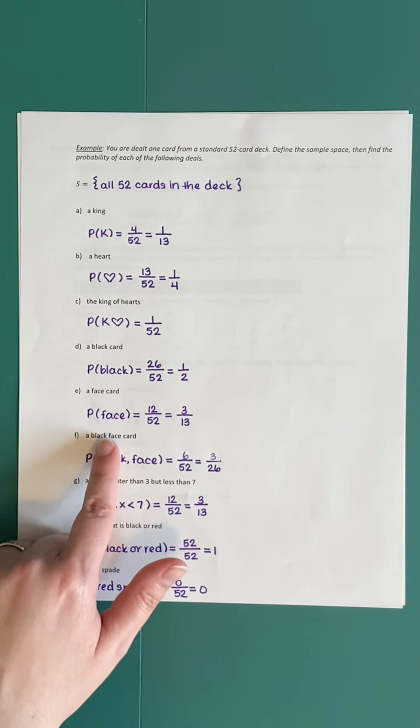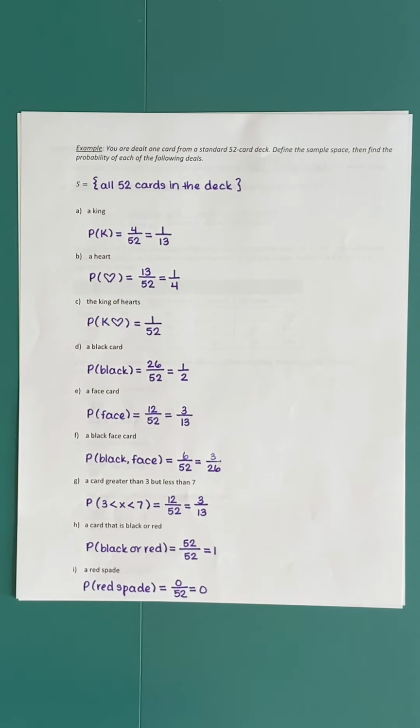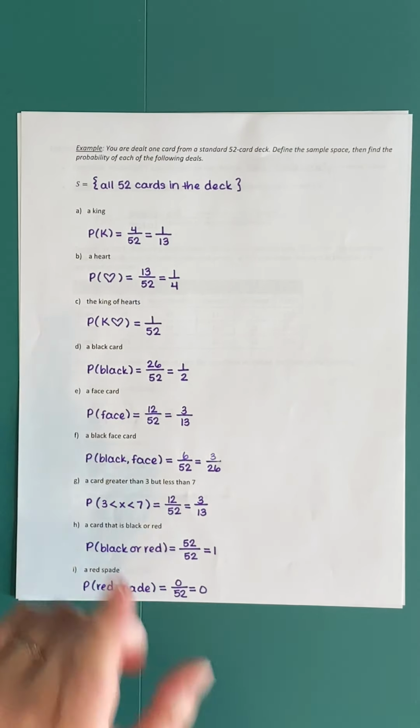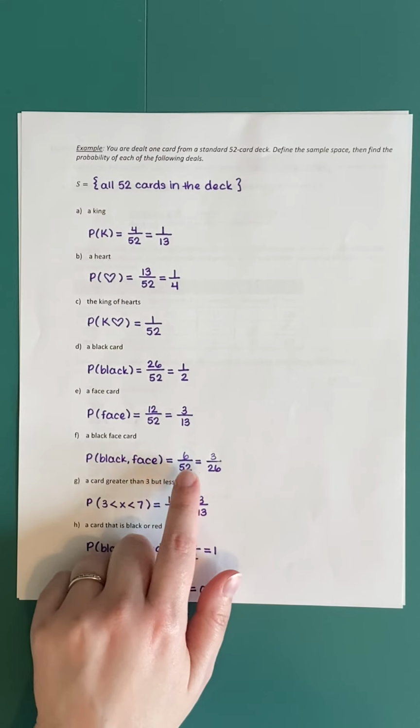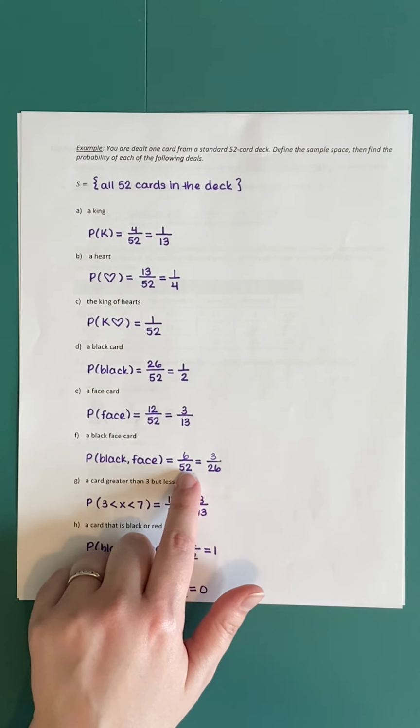Now, what about a black face card? So it's 2 requirements at the same time. It needs to be a black card. It needs to be a face card. Well, think about all the different cards that would meet this requirement. We know, again, there's 52 in total. So our denominator is 52.